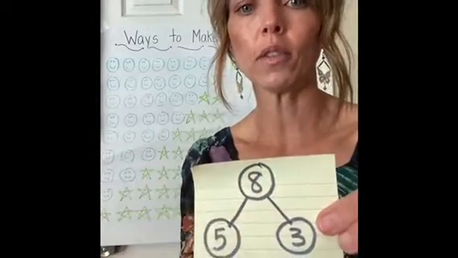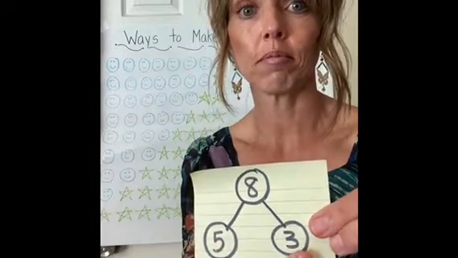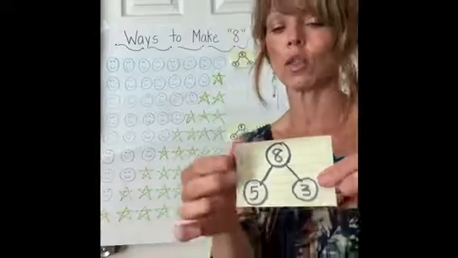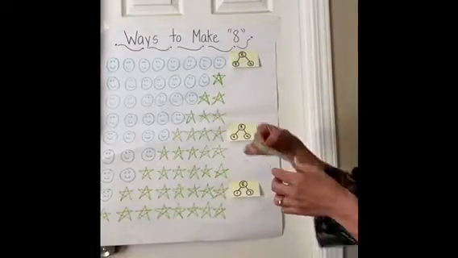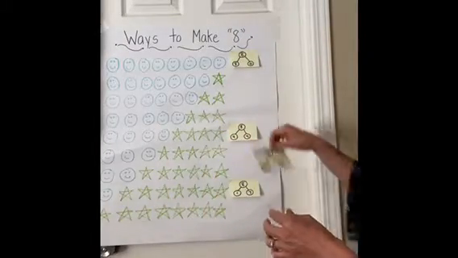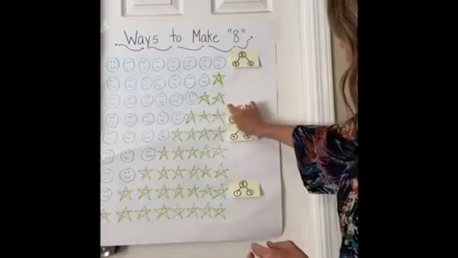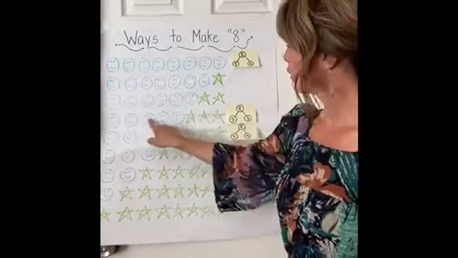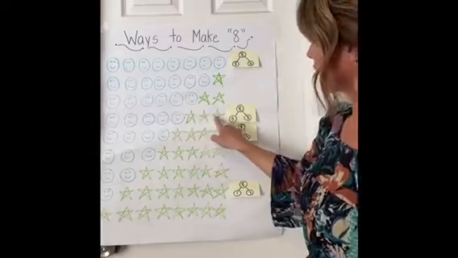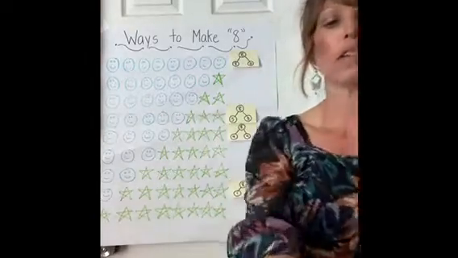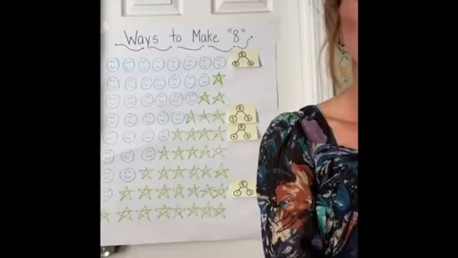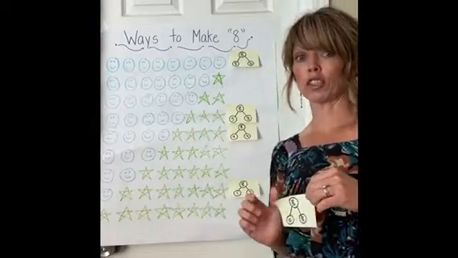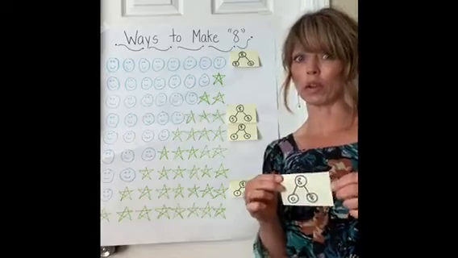8 equals 5 and 3, or 5 plus 3 equals 8. So we're looking for 5 happy faces and 3 stars. 8 is 5 and 3. 1, 2, 3, 4, 5, 6, 7, 8. Nice work. I know that many of you wrote your own number bonds for these pictures yesterday, so you could be checking to make sure you did them right.